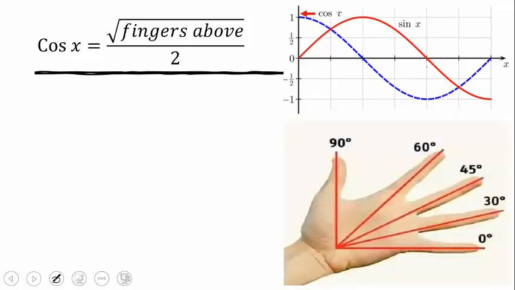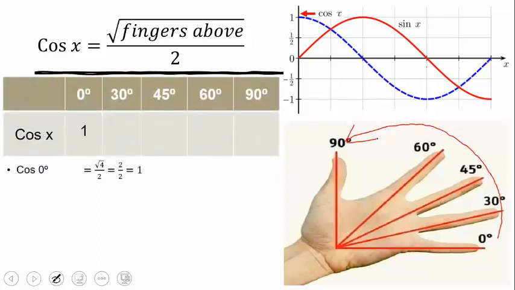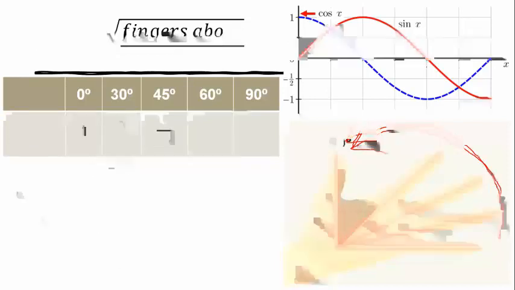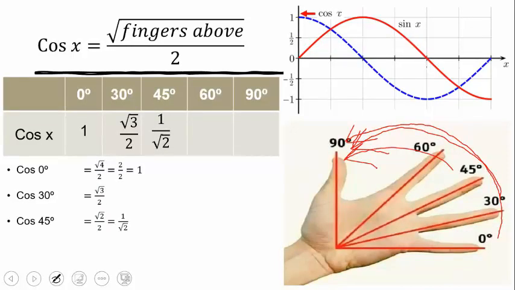For the case of cos 0, we have 4 fingers above. So cos 0 will become square root of 4 upon 2, which will give 1 as a result. For the angle of 30, we have 3 fingers above, which makes the value of square root of 3 upon 2. For cos 45, we have only 2 fingers above. We can count 2 fingers above the label finger, so it will become square root of 2 upon 2, which can be written as 1 upon root 2.